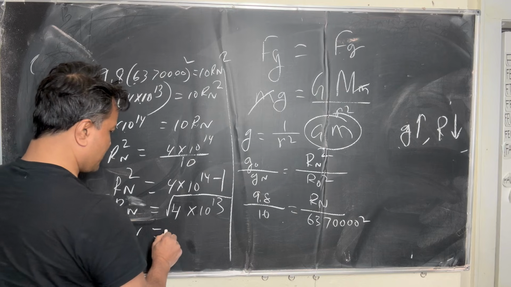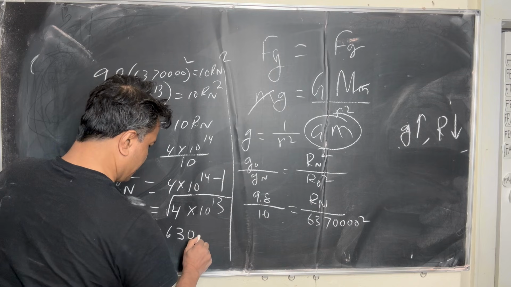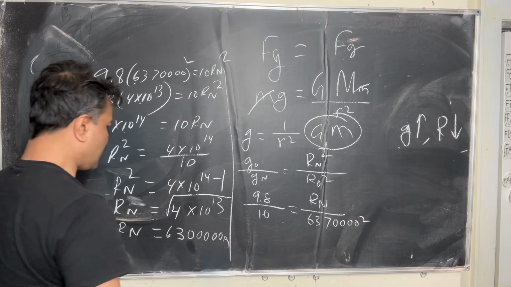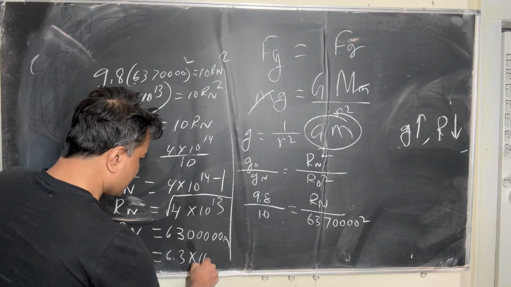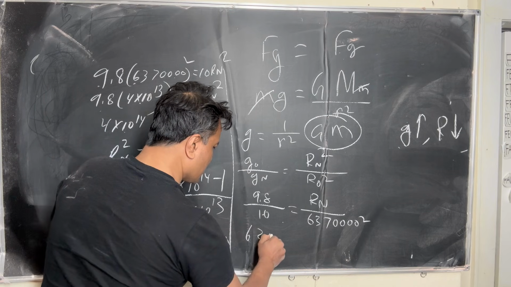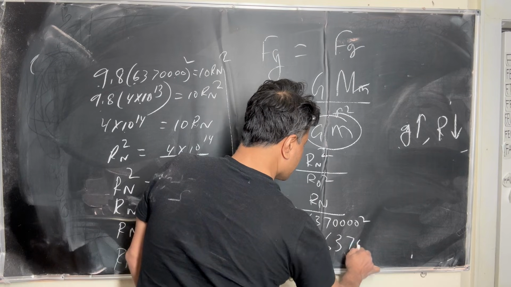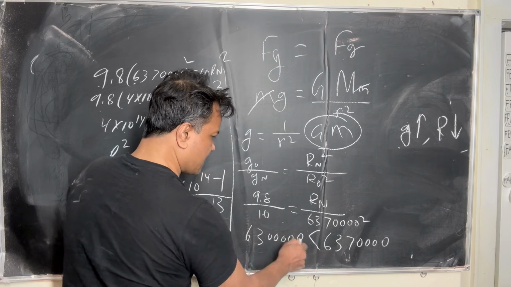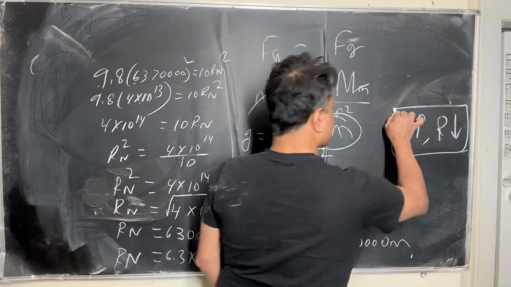Rn is equal to 6300000 meters. So finally Rn is 6.3 times 10 raised to 6 meters. 6300000 is less than 6370000. So our hypothesis is correct.